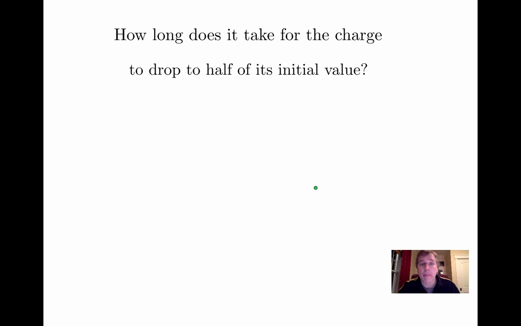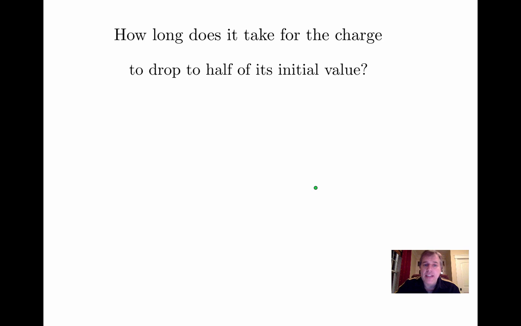Okay, we can ask a different type of question. Now we ask, how long does it take for the charge to drop to half of its initial value? Again, we have to turn that into a mathematical statement. At this point, you could stop the video again and try to come up with the equation, but I'll show you how to do that now.